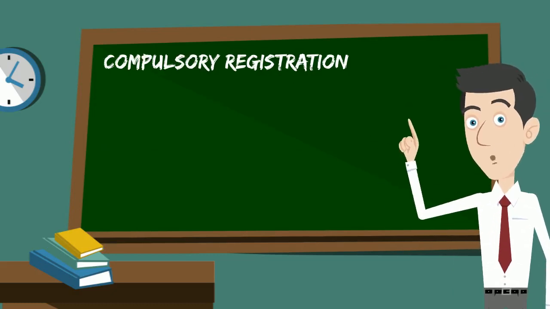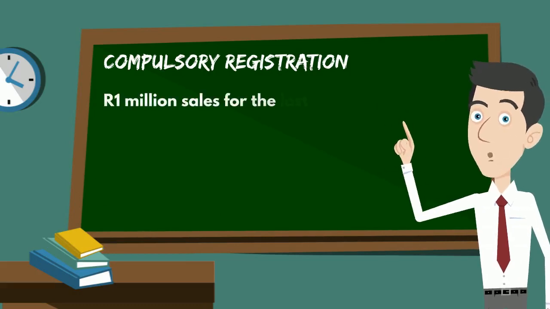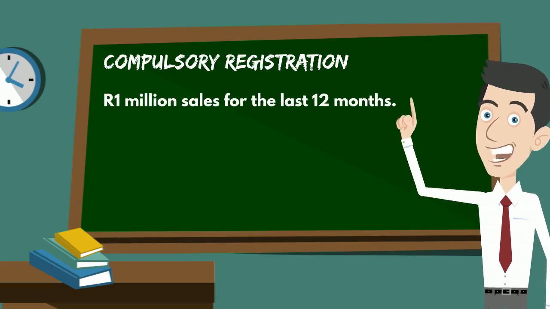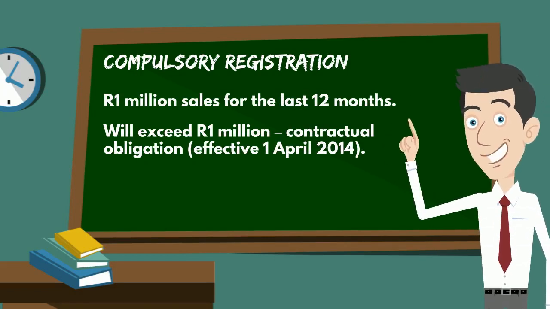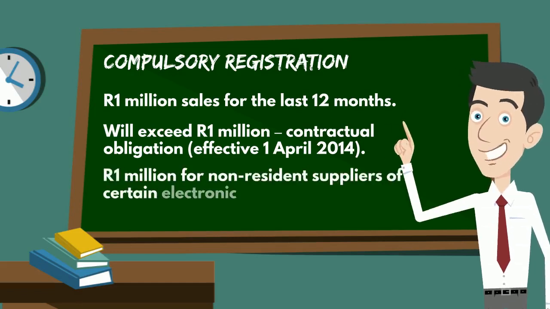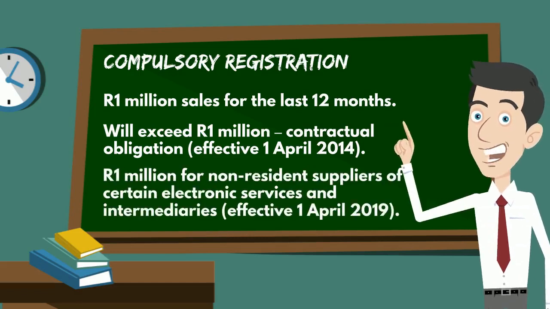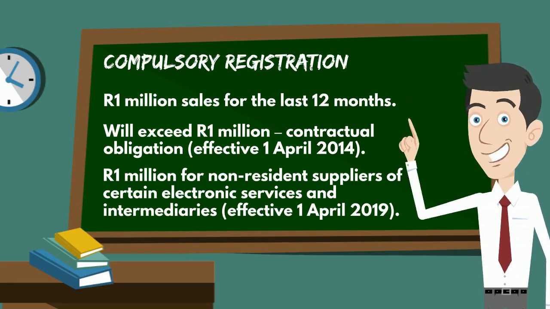Compulsory registration. It is compulsory to register when your sales exceeded 1 million rands in the last 12 months. It is also compulsory to register if your sales is expected to exceed 1 million rands, for example if there is a signed contract stipulating so. This was effective from 1st of April 2014. When the sales of a non-resident supplier of certain electronic services and intermediaries exceeds 1 million rands, this was effective from 1st of April 2019.